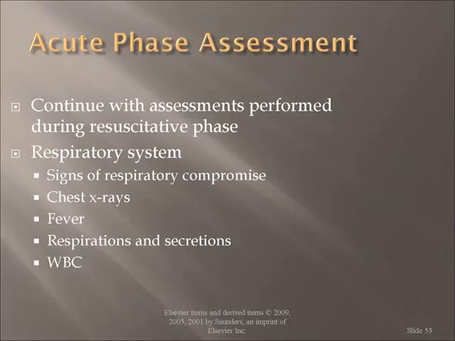So during acute phase assessment, you want to continue with all your resuscitative phase assessments. And with the respiratory system, you're going to start looking at signs of respiratory compromise. We're doing a lot of fluids. We want to monitor for any issues with that. Chest x-rays are going to help us. You want to treat any fevers. You want to look at their respirations and secretions. You want to look for any WBCs, pus, and you want to look at their CBC and WBC counts.